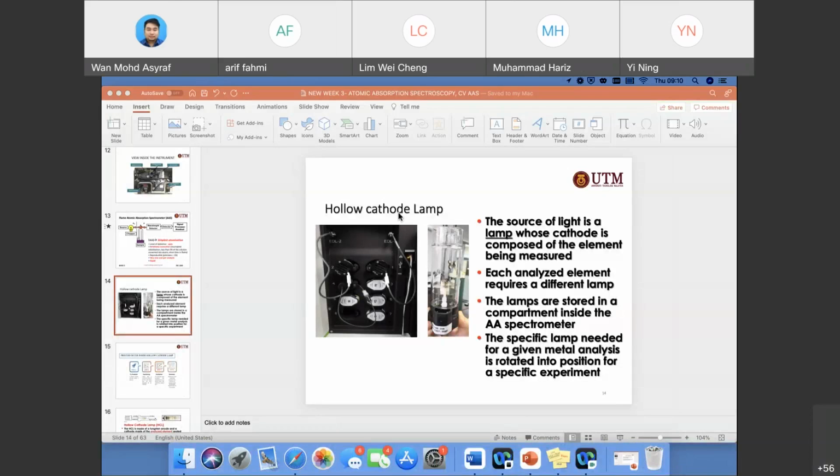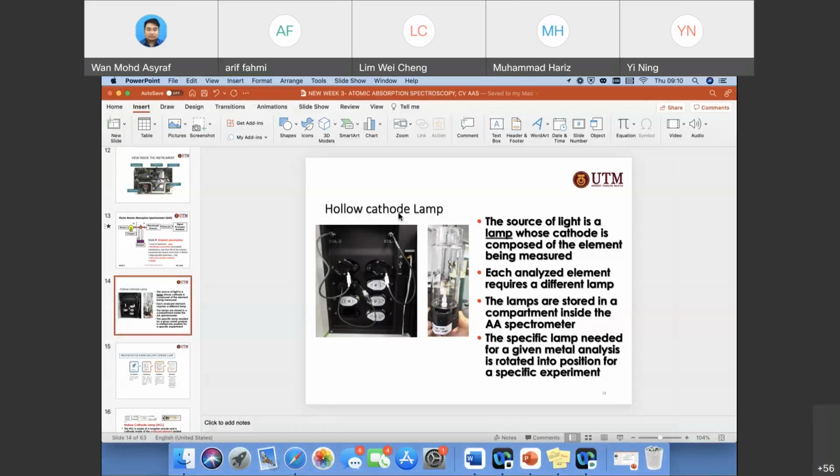All right. So basically, first of all, you need to know about the source of the radiation, which in this case is the hollow cathode lamp. Okay, so hollow cathode lamp, you need to know why this hollow cathode lamp is so special. You need to know in terms of what elements are present at the cathode.